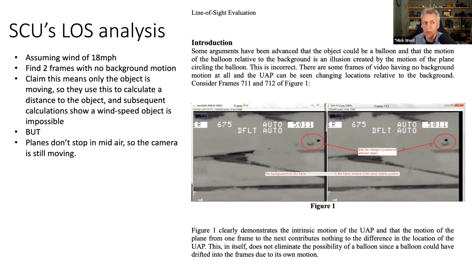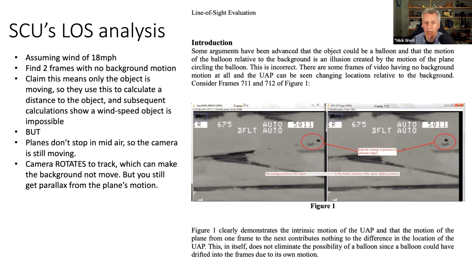Unfortunately, their assumption falls over because planes don't stop in midair. So the camera is still moving. So there's still a significant contribution of parallax to these two frames, which means that all of the subsequent calculations that they make in Appendix L are wrong. And really that appendix should be removed or revised.